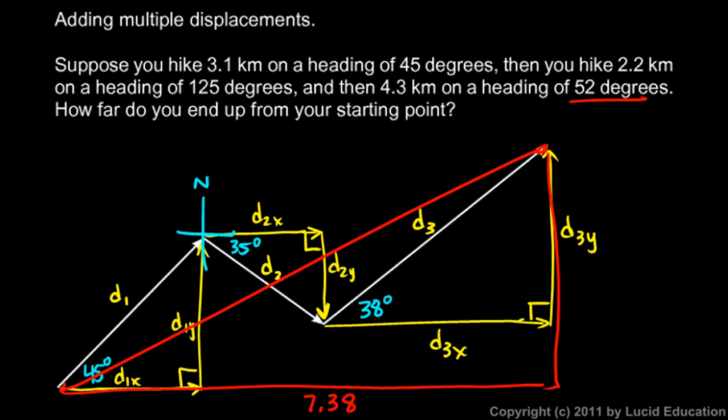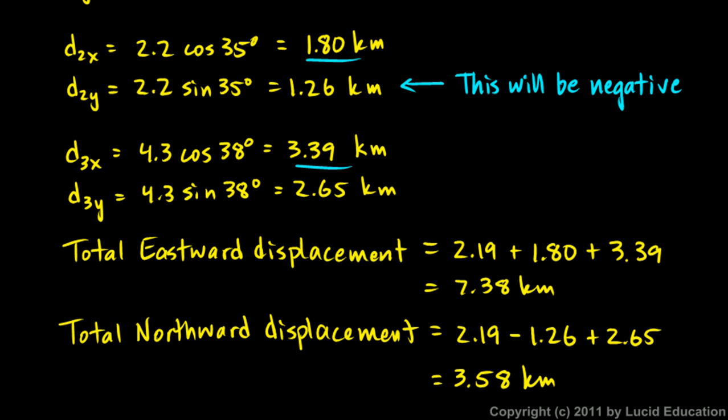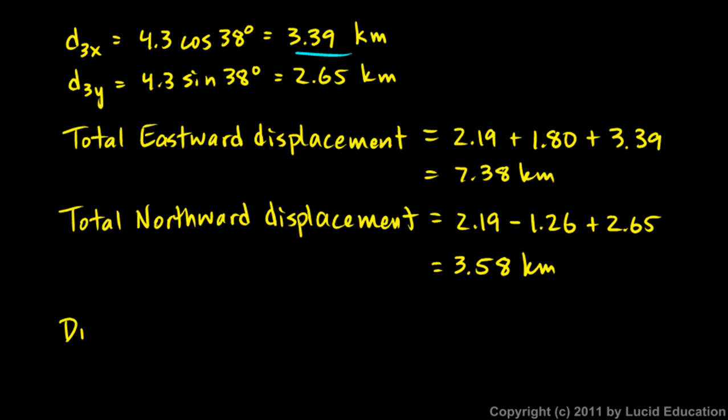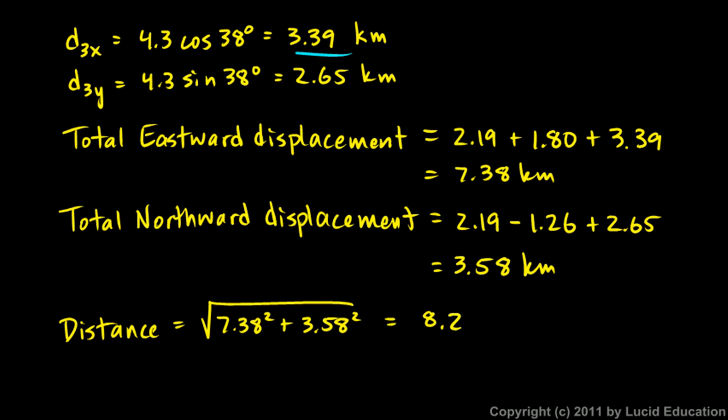And we're almost done. If this is 7.38 and this is 3.58, then we can use the Pythagorean theorem to find the hypotenuse. Let me just write this in. This is 3.58, and then we'll come back over here and do the final calculation. Okay, the distance from the starting point, what we're looking for, is just going to be the square root of this squared plus this squared. So 7.38 squared plus 3.58 squared. And we do that on the calculator, and it comes out to 8.20 kilometers.